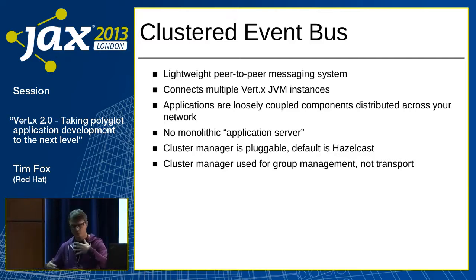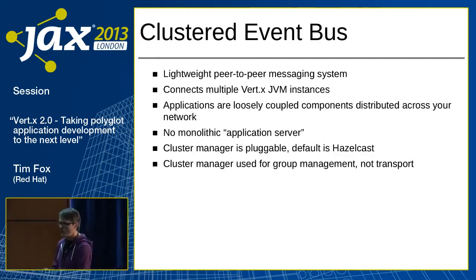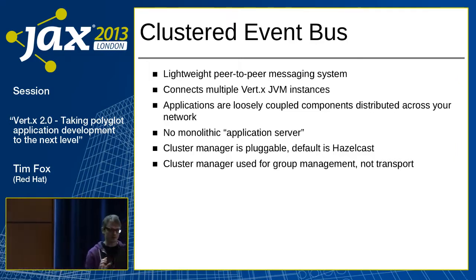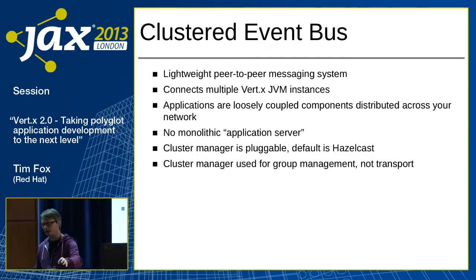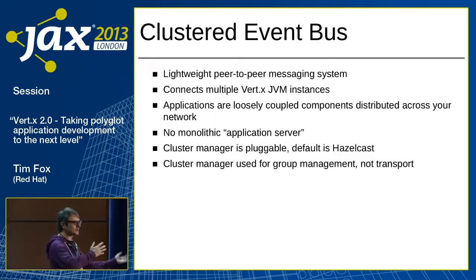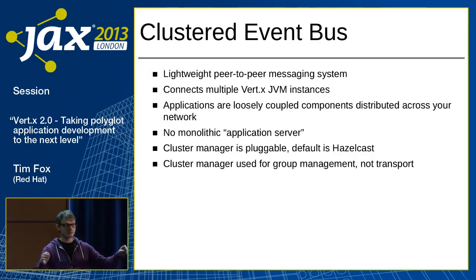It connects all your multiple Vert.x JVM instances, and it leads us to the way that Vert.x applications are designed. We're moving away from an application server model where you have this monolithic application server living somewhere, and you're deploying stuff into it. Instead, you're having lots of little components, perhaps doing one thing and one thing only, living on different parts of your network, potentially, as appropriate, perhaps written in different languages according to the job at hand. Some languages are better at some things than others, and perhaps also according to the skill set of your teams. And communicating with each other over the event bus to form your application. So there's no application server there.